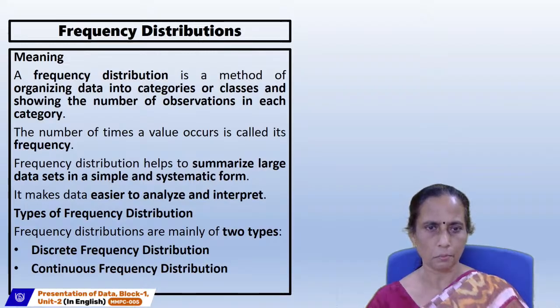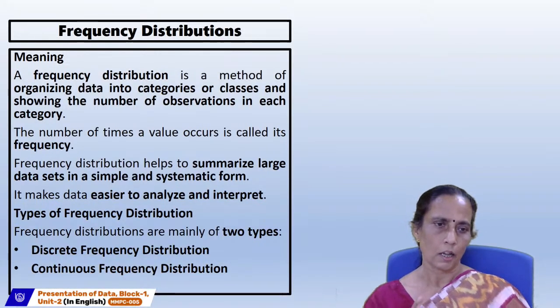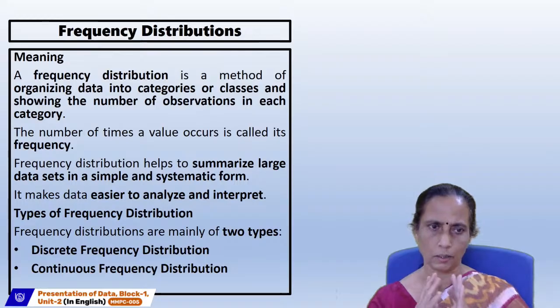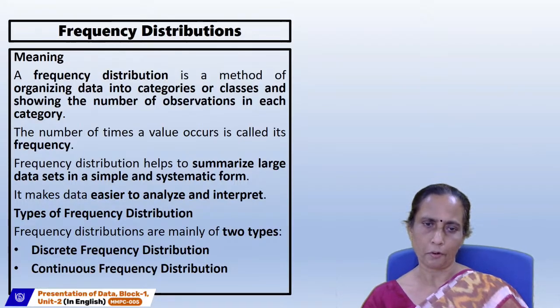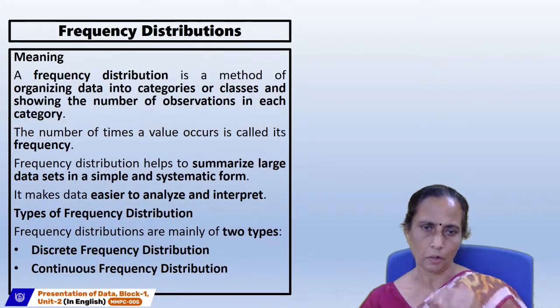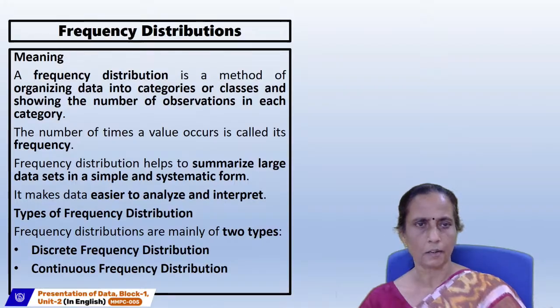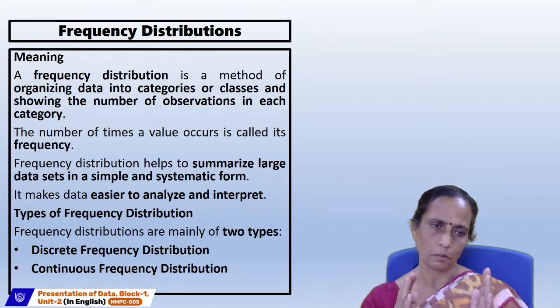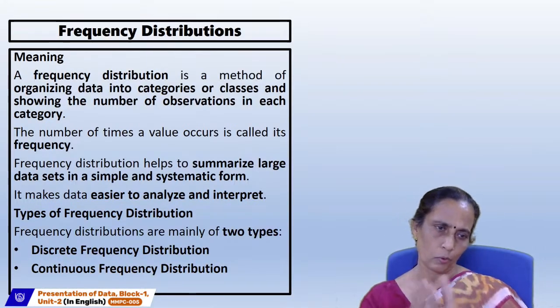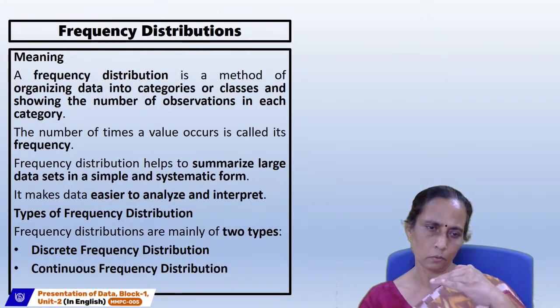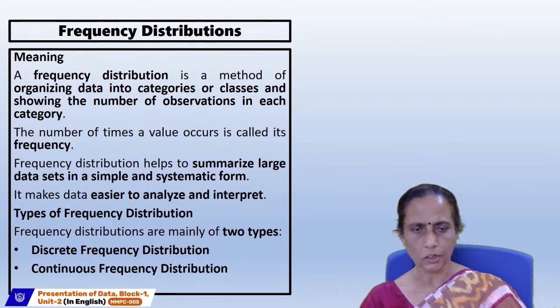So the frequency distribution helps to summarize a large data set into a simple and systematic form. So you have thousands of data, and if you make it into a frequency distribution, then your table will be very concise, a small one, and the entire observations will be in a small table. So it makes data easier to analyze and interpret.